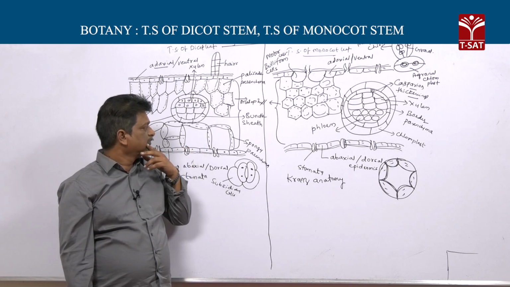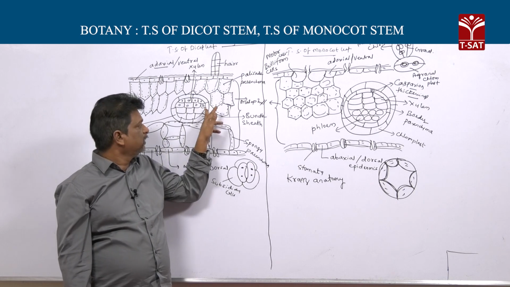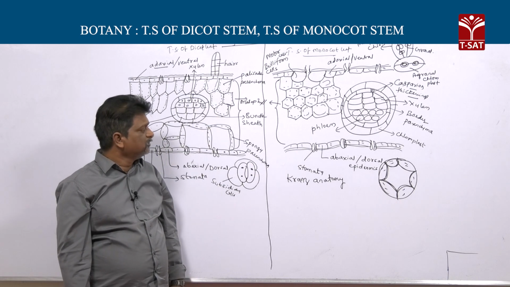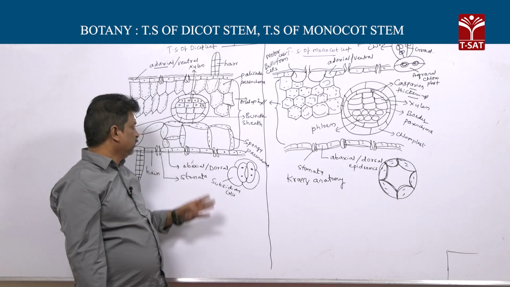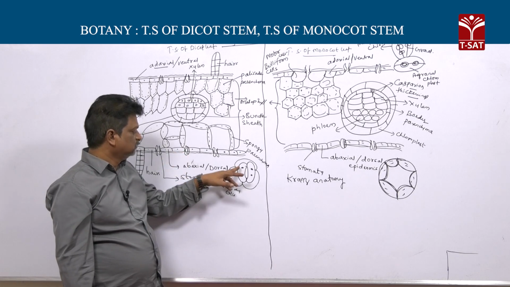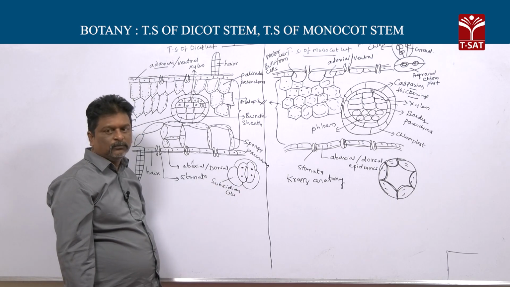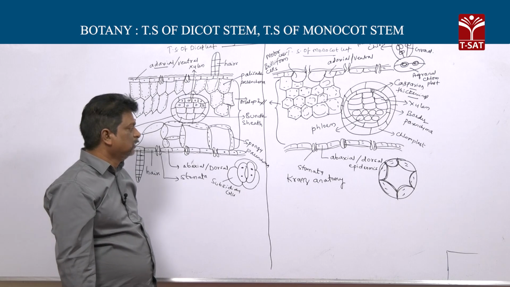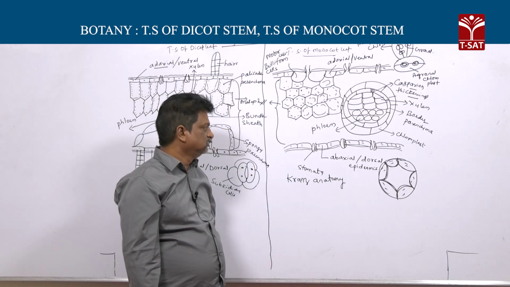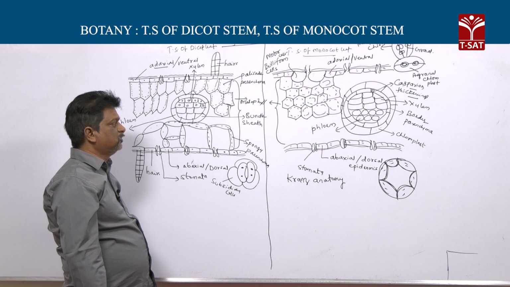In dicot leaf, no Kranz anatomy, one or two exceptions, but no Kranz anatomy, and bundle sheath cells do not contain chloroplast. In a dicot leaf, the stomata show kidney shaped or reniform guard cells. In a grass leaf, generally guard cells are dumbbell shaped.